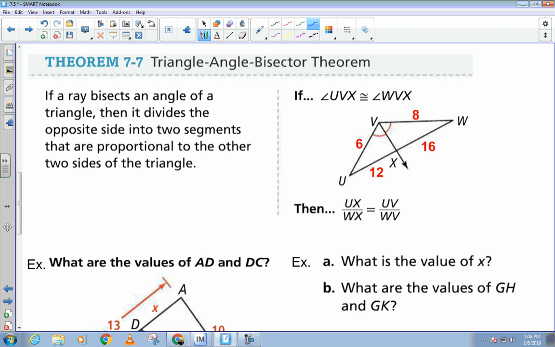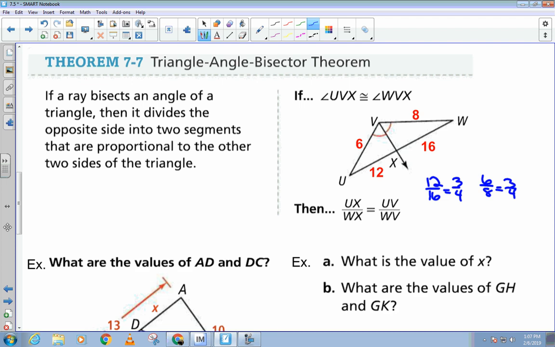So this is an angle bisector, so see how they do UX is to WX as UV is to WV. Look at the numbers that I have here. If I look at 12/16, what does that reduce to? 3/4. And if I take 6/8, what does that reduce to? 3/4. See? So this is a ratio that's the same as that ratio.